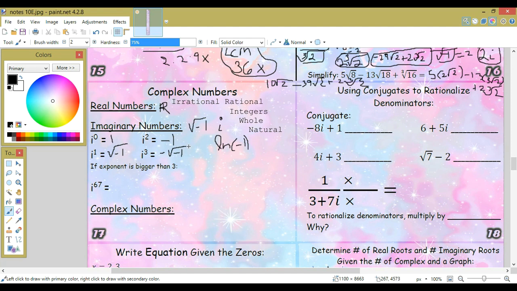If an exponent is bigger than 3, we'll use long division and use the remainder to find our answer. We have a 67 here. Let's divide that by 4. 4 goes to 6 one time. Get 2. 4 goes to 27 6 times. Our remainder is 3. Now when we're identifying what I to some power is, we don't care what the whole number is. All we care about is the remainder.